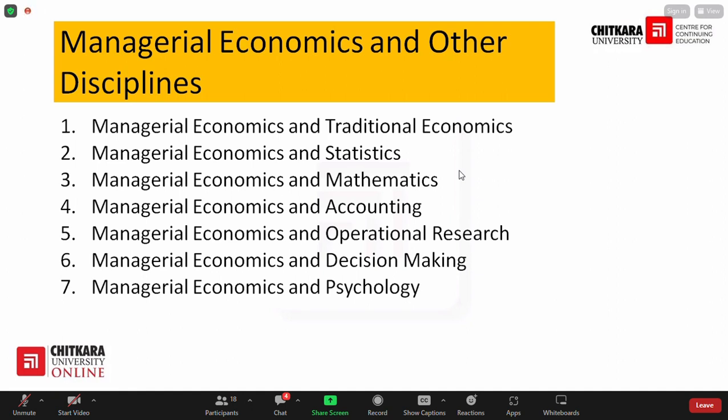Managerial economics and decision making. Decision making under certainty, under uncertainty, under risk. In managerial economics, you will study all these concepts. If there is a risk situation, how to take a decision. If there is an uncertain situation, how you can take decisions. There is a difference between risk and uncertainty, which you really need to understand.